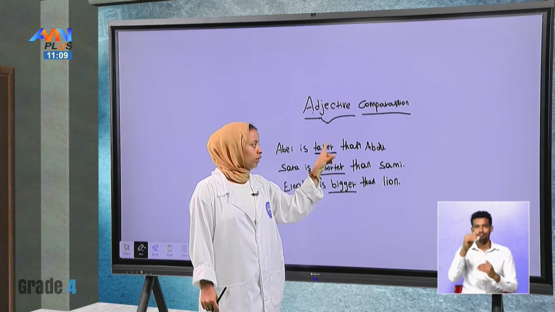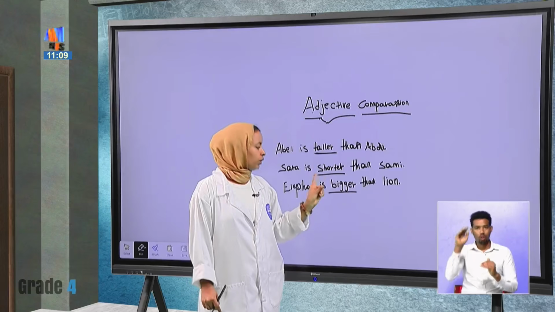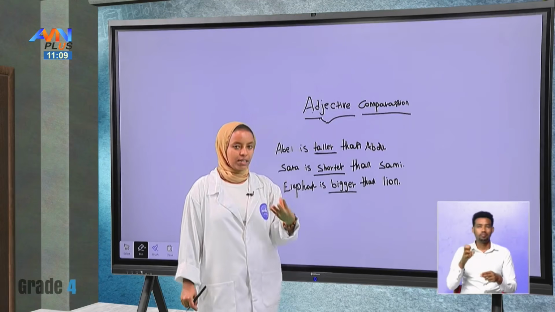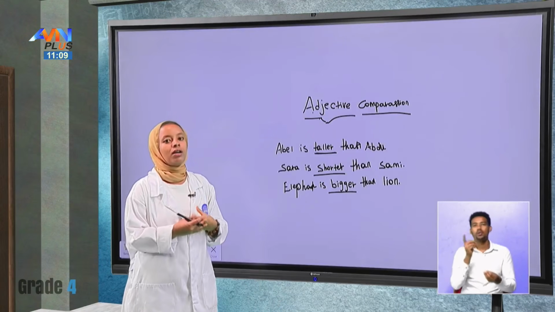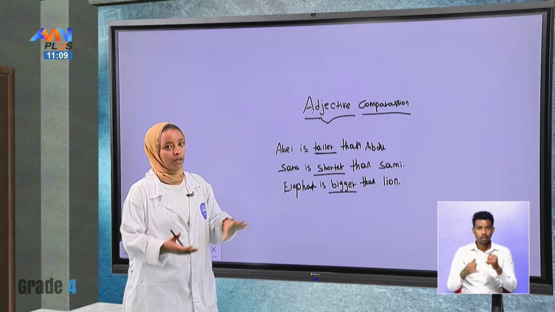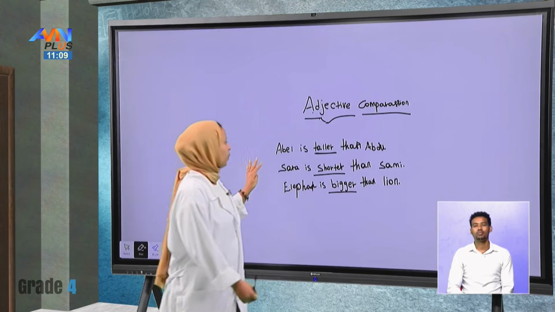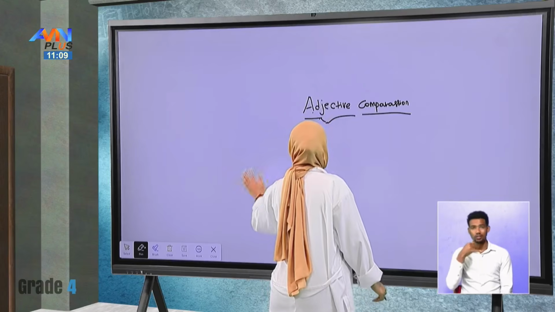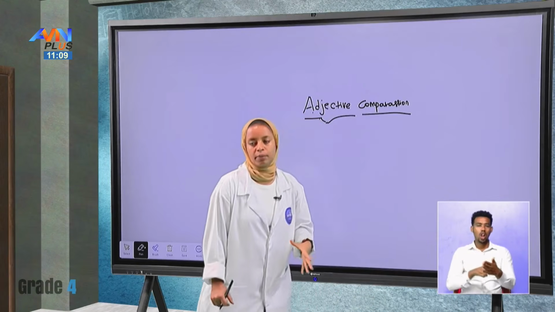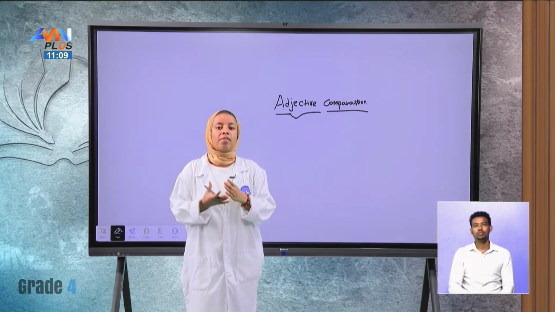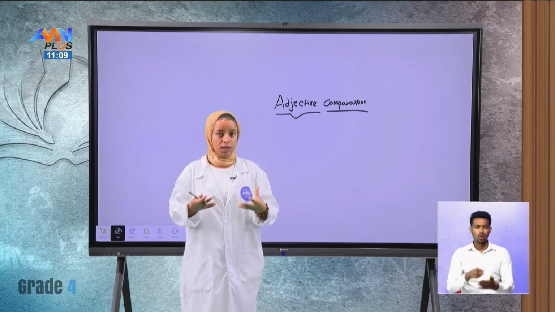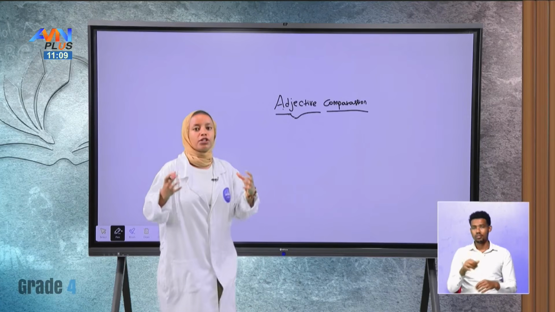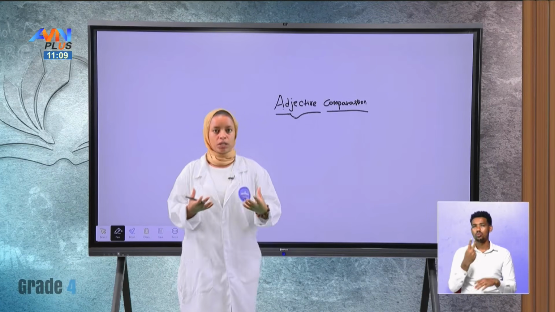So here is tall, taller, short, shorter, big, bigger. Easily by adding what? Er at the end of the words. And some adjectives are called long syllable. They are long words, also called two-syllable adjectives or long syllable adjectives.